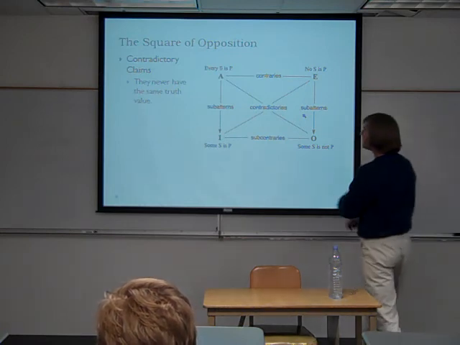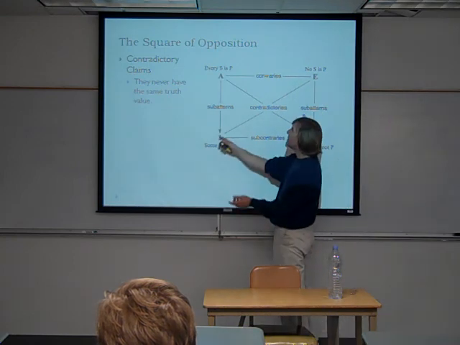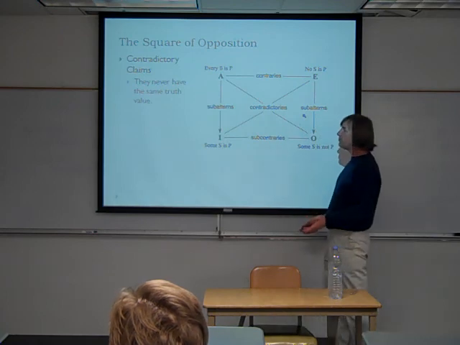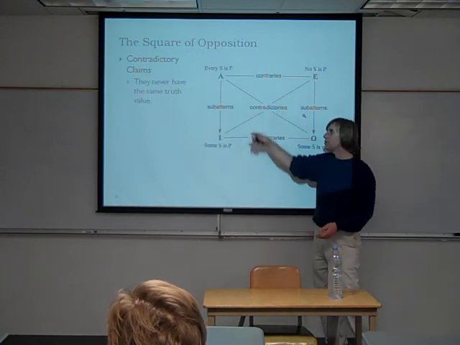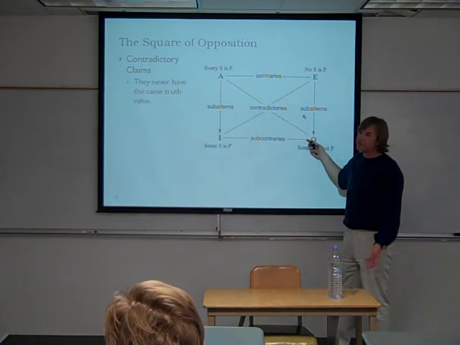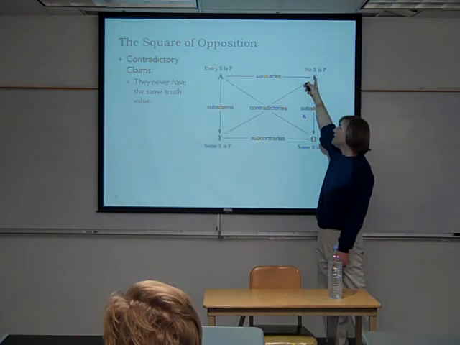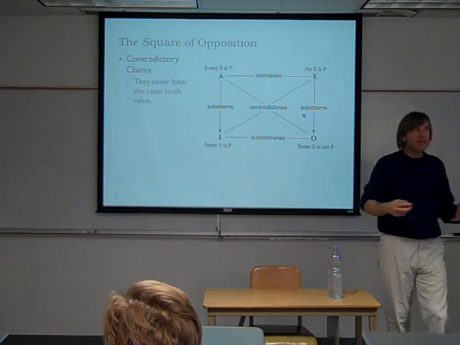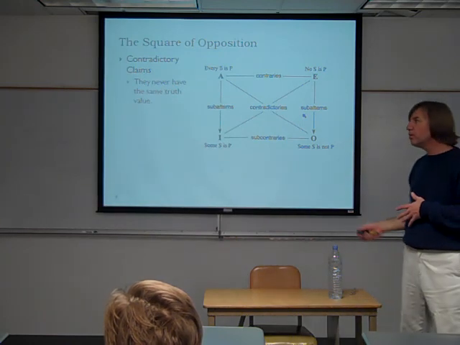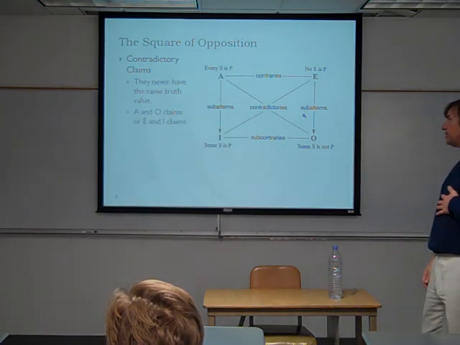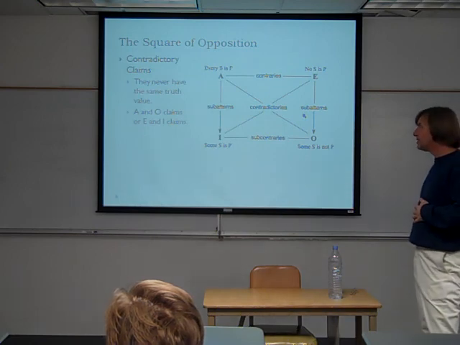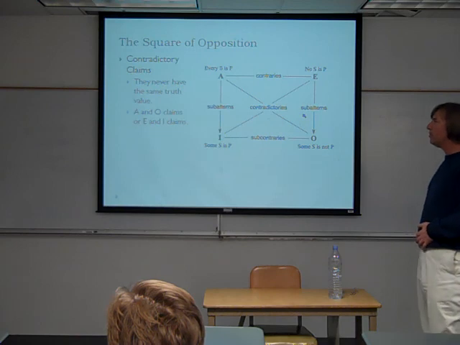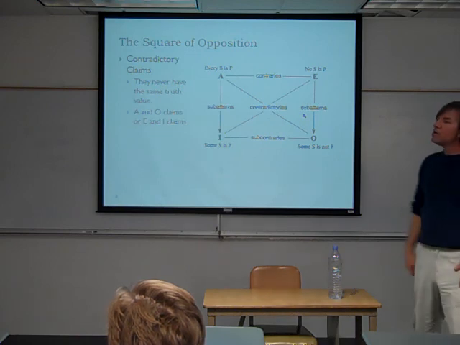But once again, contradictory claims go across here. And their relation is they can never have the same truth value. So if A is true, what's O? False. False, right. If E is false, then I must be true. And you can begin to see how once you learn one of the corners, you can begin to deduce all the others. And contradictory claims refer to all of those corners: A, O, E, and I.